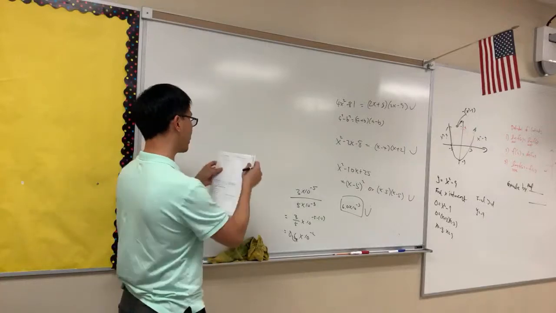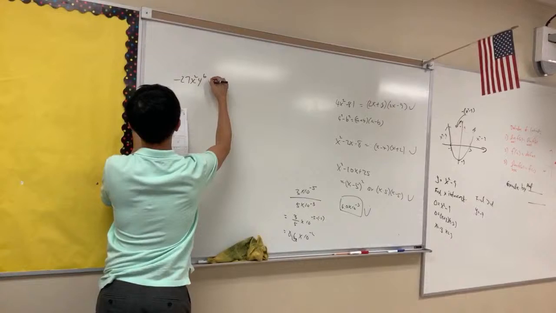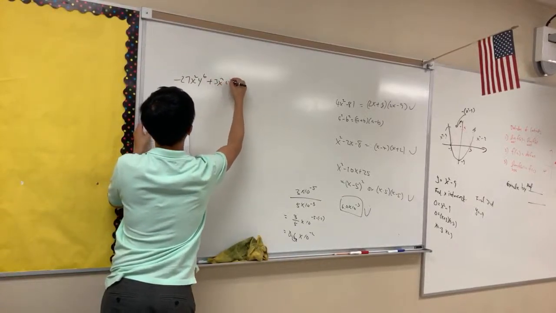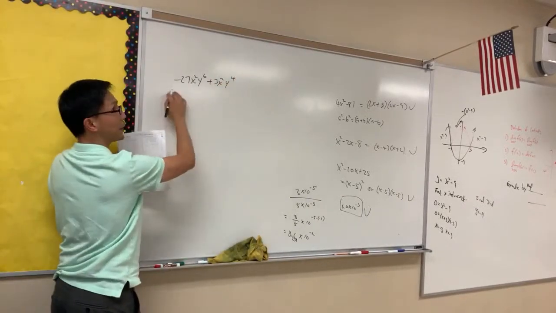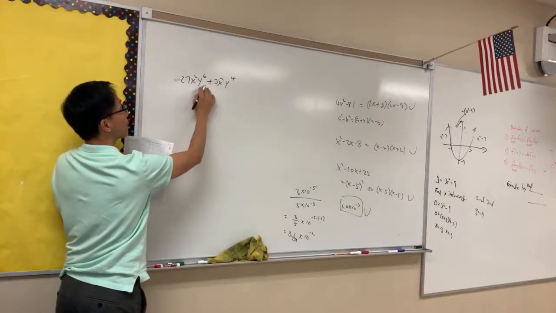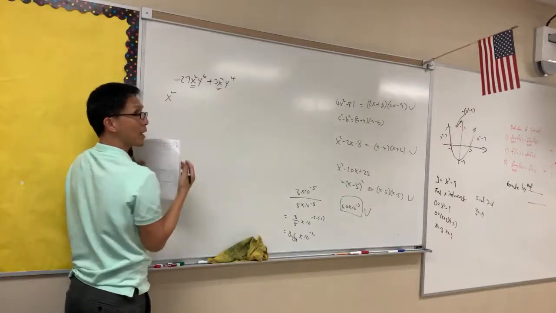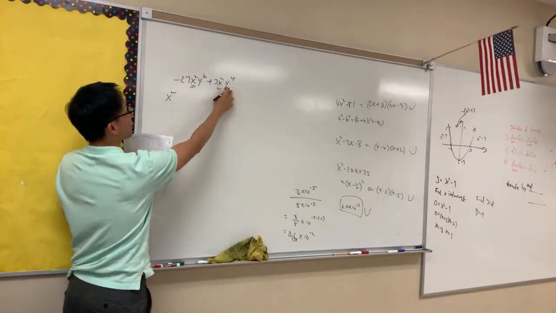We're gonna do this really quickly. So minus 27x squared y to the 6 plus 3x squared y to the 4. What's the GCF here? GCF means what they both have in common. So x squared, right? Does that make sense? Yes, sir. How about y to which power?